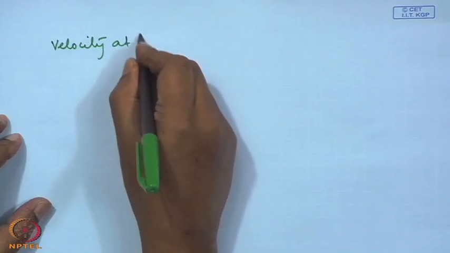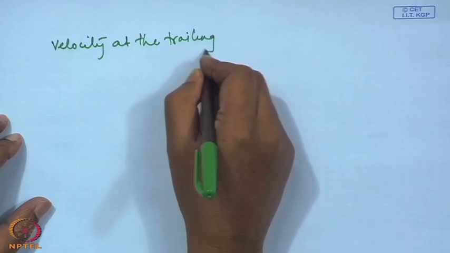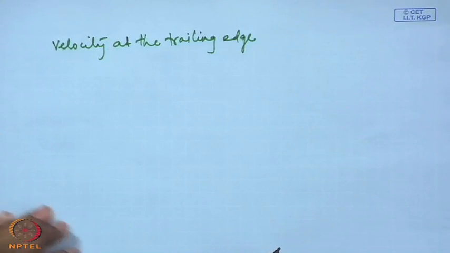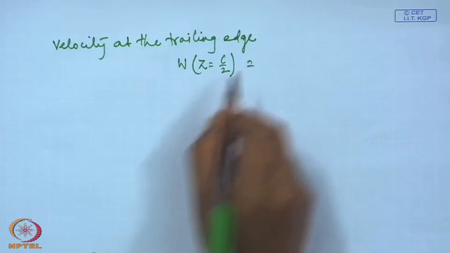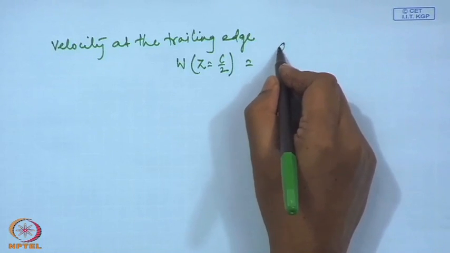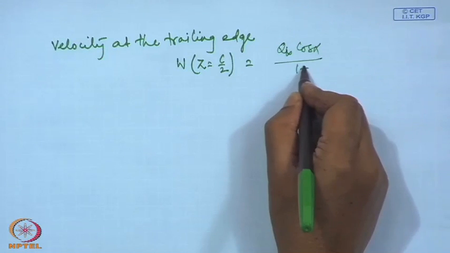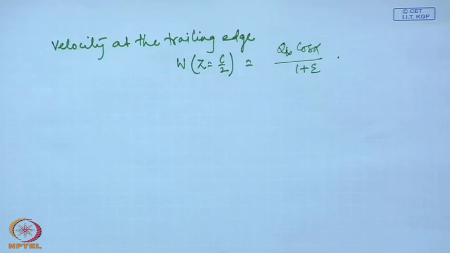The other parameters like the velocity at different points, the trailing edge is clasped, that is already known. We have velocity at the trailing edge, how much? Compared to the flat plate, it is slightly reduced. For the flat plate, the velocity at the trailing edge was simply q infinity cos alpha. It is q infinity cos alpha divided by 1 plus epsilon.